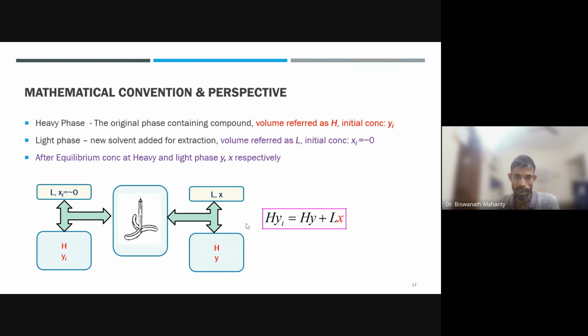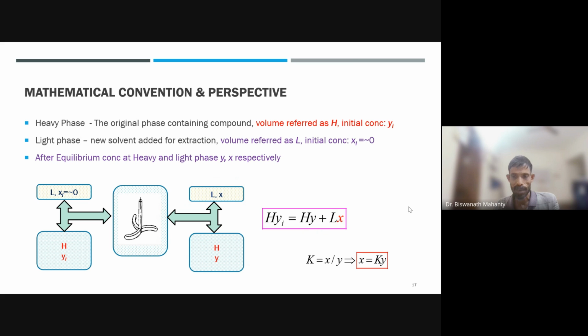The mass balance equation is the volume times concentration before partitioning in the heavy phase, that is H into Yi. In the organic phase the initial concentration was 0, so the amount was essentially 0. But later in the extraction process, once they are in equilibrium, the heavy phase concentration is Y and the lighter phase concentration is X. So the total amount is Hy plus Lx. Basically this is a mass balance equation, coming from the two different phases, for the total amount of compound in the mixture.